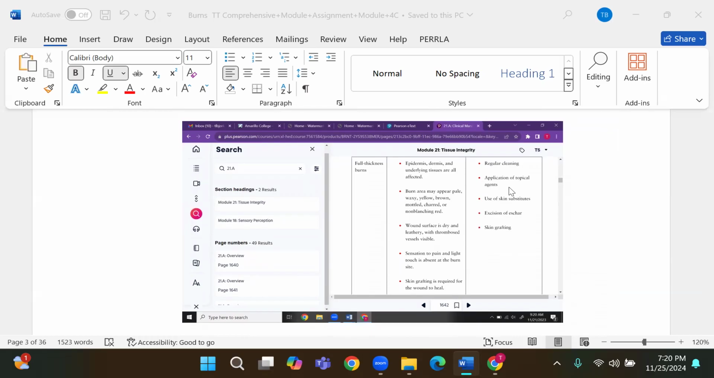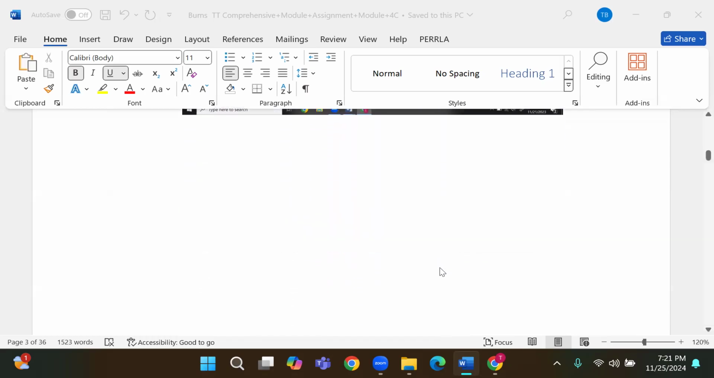There were a couple other ones I hadn't seen before. And then it says, look, sensation to pain and light touch is absent at the burn site. So with a full thickness burn, you probably have burn through the nerves, and you're not going to have pain at the burn site. Probably going to have some skin grafts too.